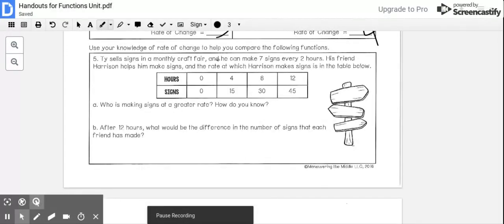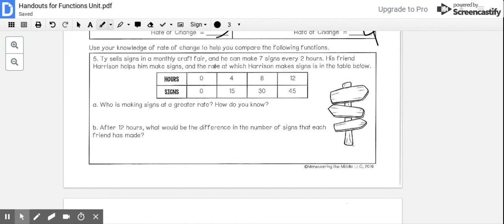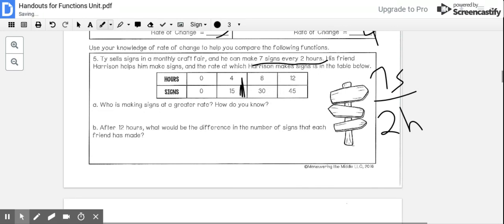So hopefully you paused it and read it. Ty sells signs, 7 signs for every 2 hours. And if you want to, you could make a little table, 7 signs every 2 hours, kind of like we did last year. And then Harrison is, here's one of them, 15 signs every 4 hours, 30 signs every 8 hours. So to compare them, who's making at a greater rate, you have to compare their rate of change. So if you have 7 signs every 2 hours, to get your unit rate, you just have to divide. So you would do 7 divided by 2, which is 3.5.